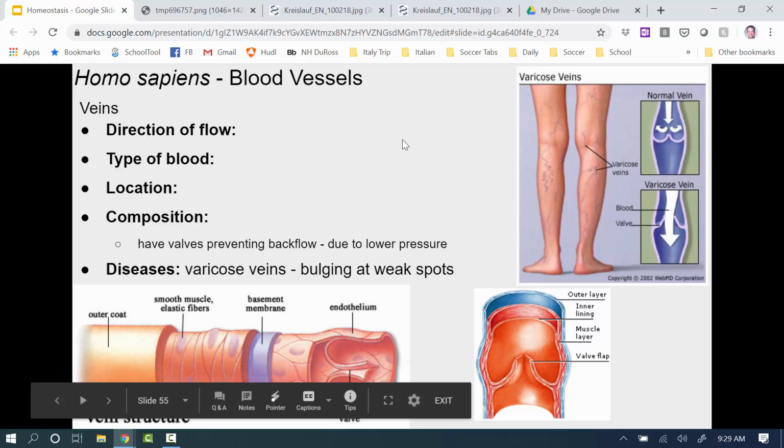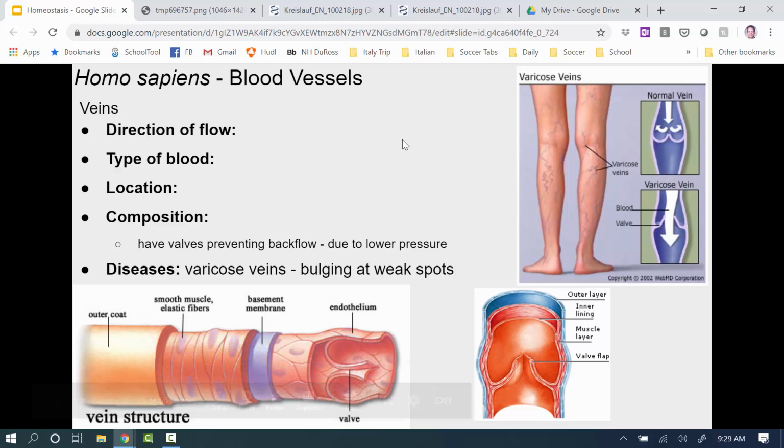So veins, their function is to bring the blood back to the heart. Arteries bring the blood out, veins bring it back to the heart. Most of those veins contain what type of blood? Deoxygenated. The exception is the pulmonary vein, because that's bringing blood to the heart, but that blood's coming from the lungs.